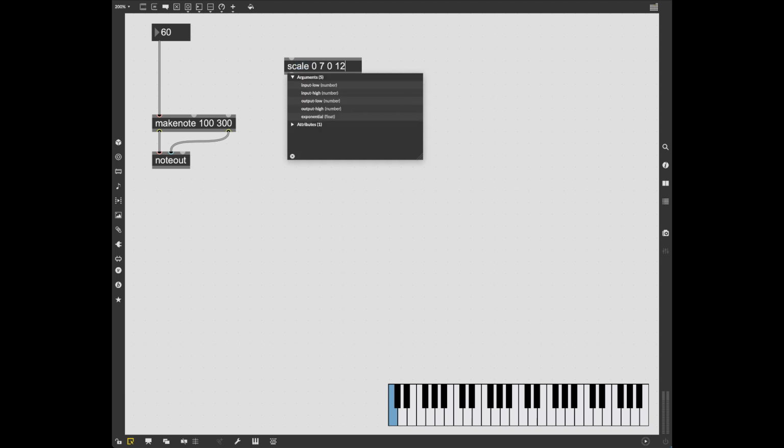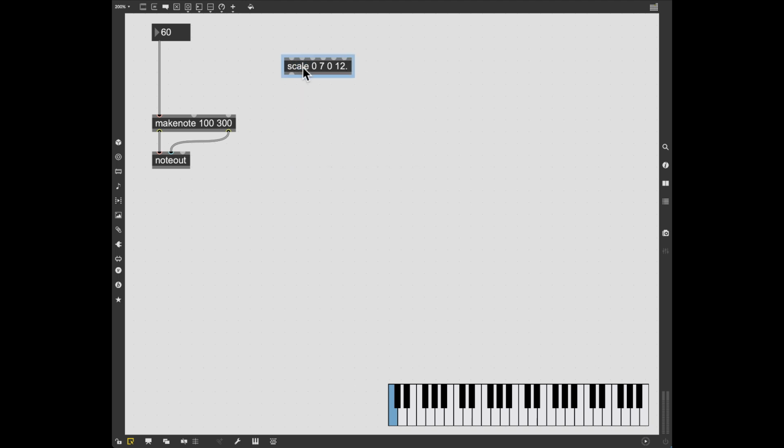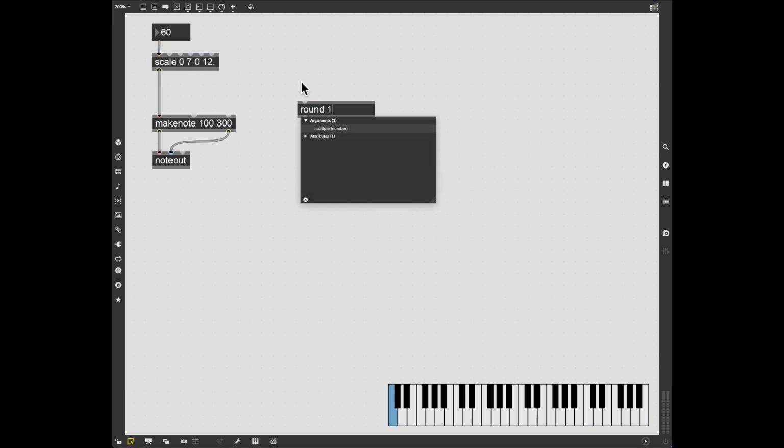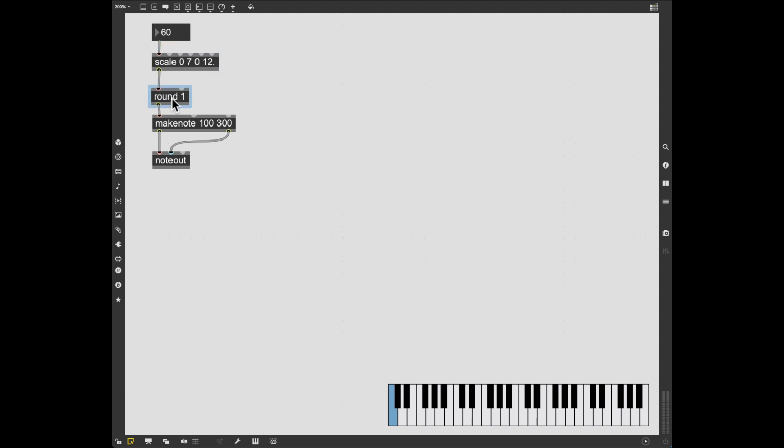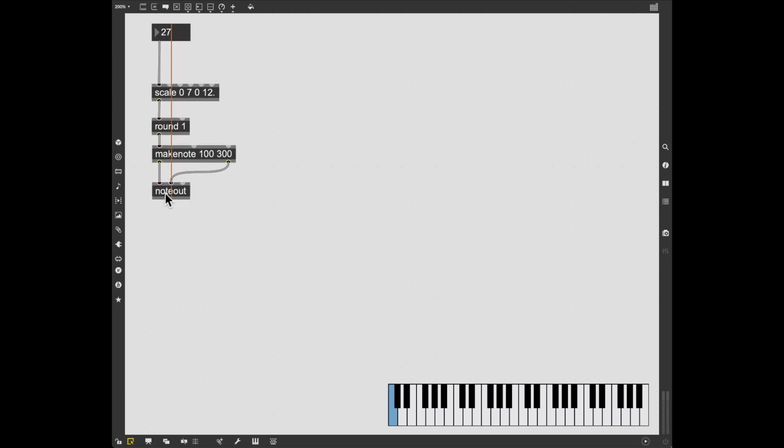For example, let's try using the scale object to remap the range of numbers up to 7 to a range up to 12, and round the result to the nearest integer. And voila, here is a major scale. This may seem surprising, but this is not the end of the story.